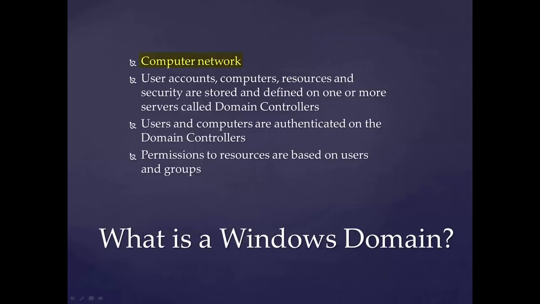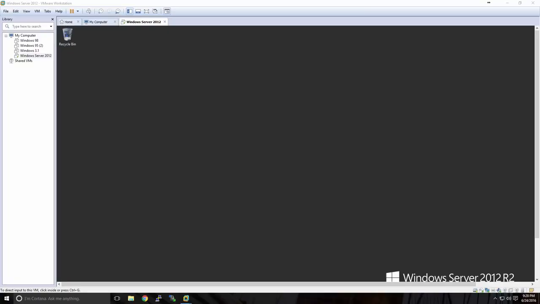A Windows domain is a computer network where user accounts, computers, and resources, and the security for all those things are stored and defined on one or more servers that are called domain controllers. Users and computers on the domain are authenticated through the domain controllers, and the permissions to the resources are based on user accounts and the groups that contain user accounts.